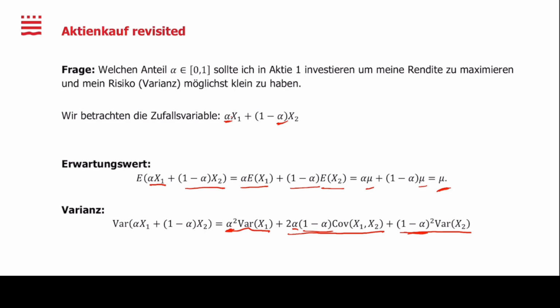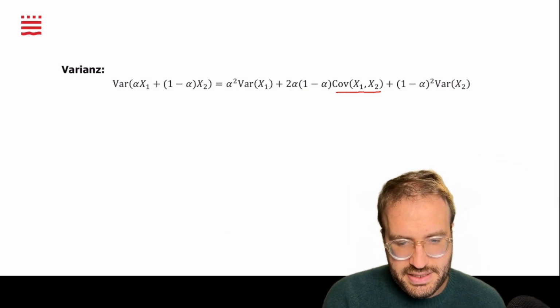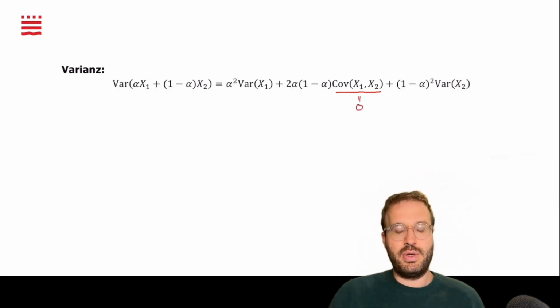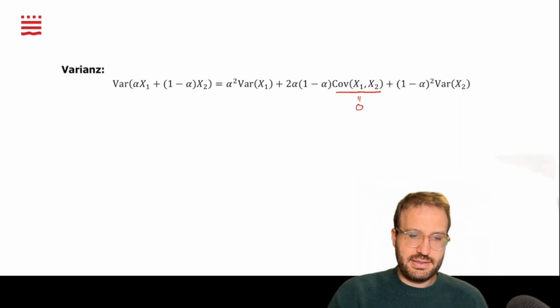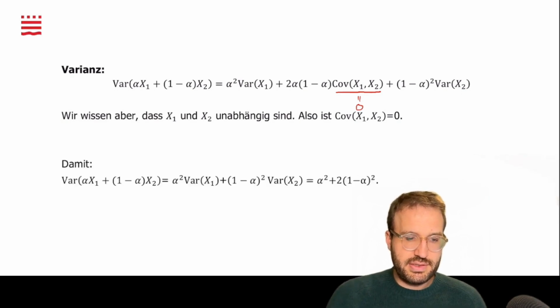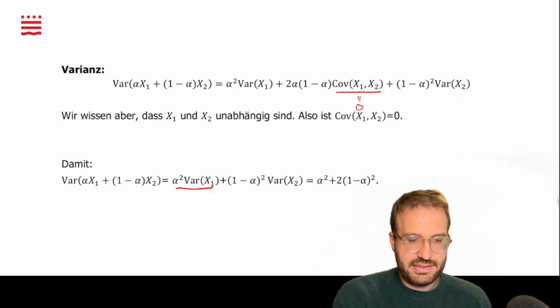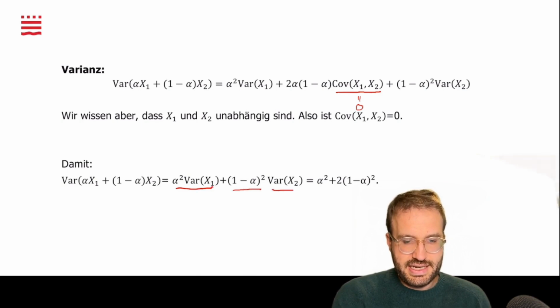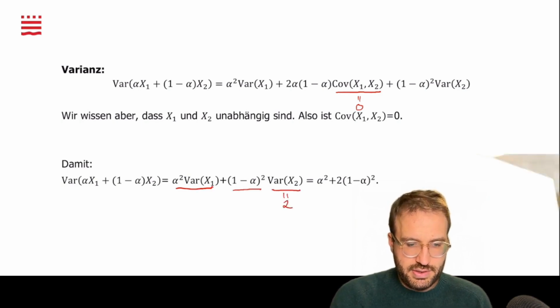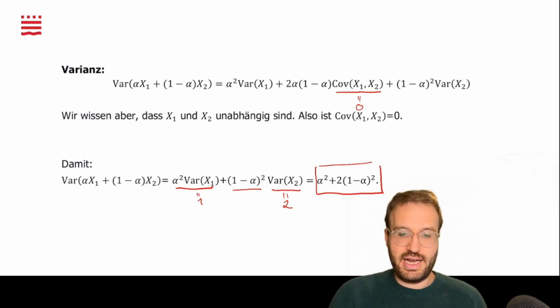So now we are in the situation, and now we use this. We use for the first time that we know that X1 and X2 are independent, which means that this covariance factor here disappears, it is 0. This is good because it means that our variance looks as follows. So we can simply write the variance here as alpha squared times variance of X1 plus 1 minus alpha squared times variance of X2, and variance of X1 is 1, and variance of X2 was 2. So in the end, we are at this term here, alpha squared plus 2 times (1 minus alpha) squared.